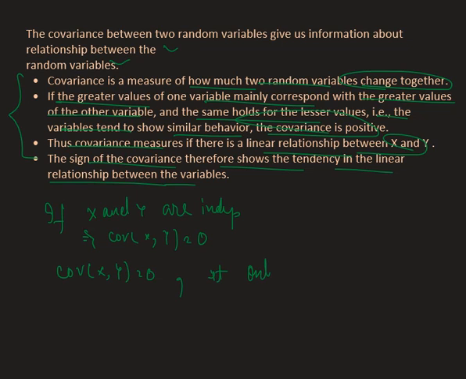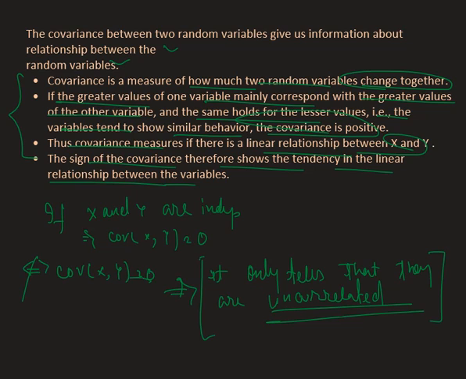It only tells that they are uncorrelated. You have to keep this in mind. It is a very important fact that it does not imply the same: if x and y are independent, this implies covariance of xy equals 0, but covariance of xy equals 0 does not imply that x and y are independent. It only implies that they are uncorrelated. Okay, it is a very important point.